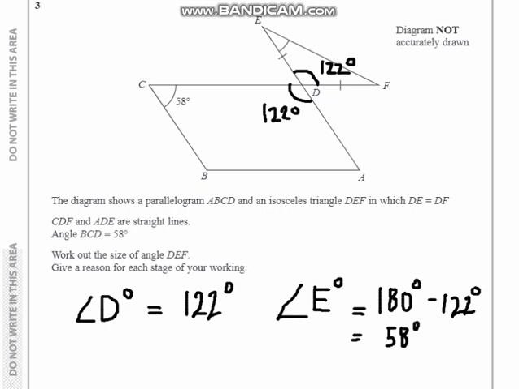But we also know that this angle and this angle are equal, so that has to be divided into 2. So 58 degrees divided by 2 will give us our angle E. 58 divided by 2 gives us 29. So that's our final answer.